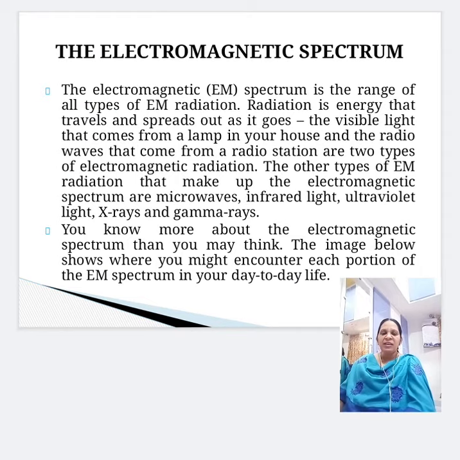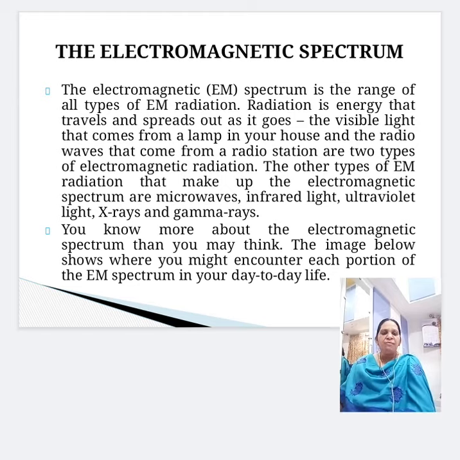The electromagnetic spectrum is the range of all types of electromagnetic radiation. Radiation is the energy that travels and spreads out as it goes. The visible light that comes from a lamp in your house and the radio waves that come from a radio station are two types of electromagnetic radiation. These are things we see in our day-to-day life. You see visible light, which is a part of the electromagnetic spectrum.